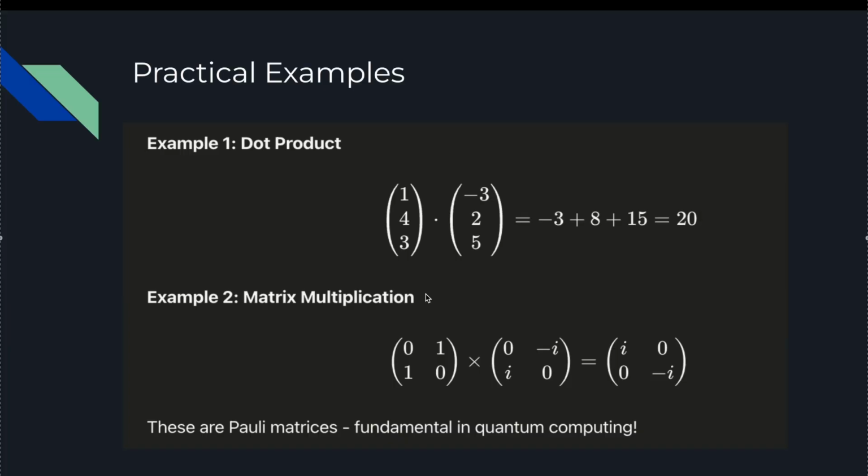And some practical multiplication examples are doing the dot product. If you have this one 3 by 1 matrix and another 3 by 1 matrix and you're multiplying them, you do the first number, so 1 times minus 3 is minus 3, 4 times 2 is 8, 3 times 5 is 15. Just add them all together and you get 20.